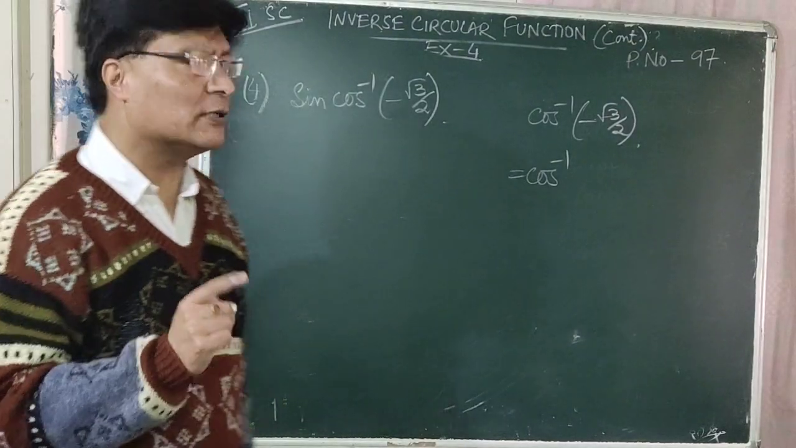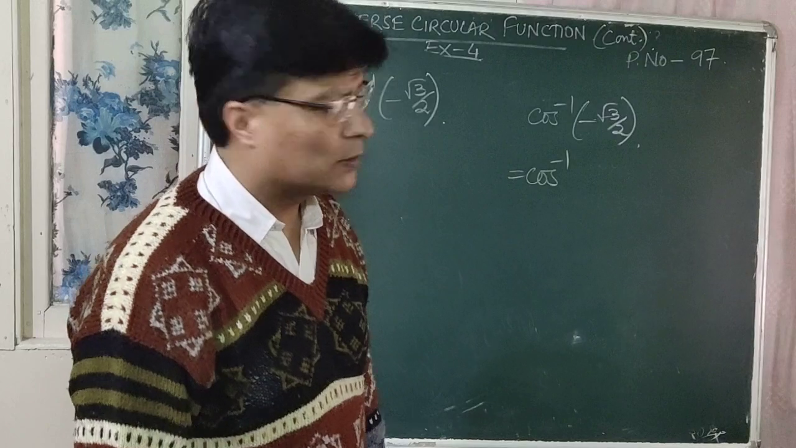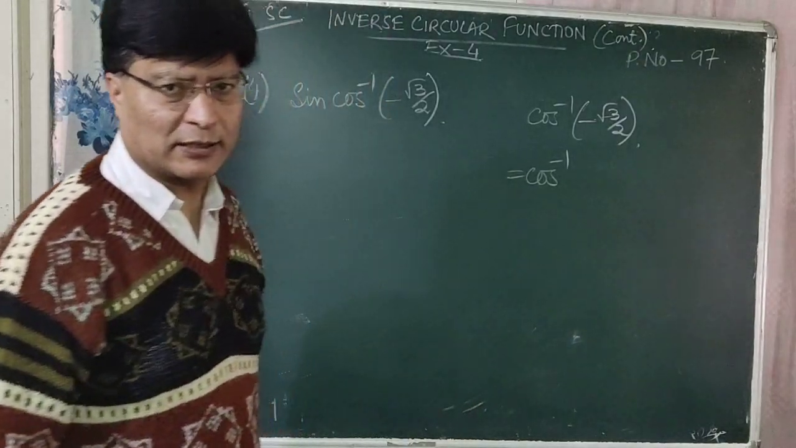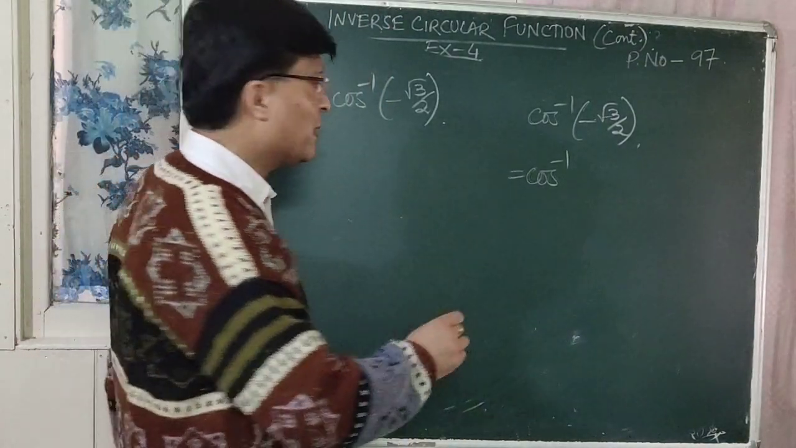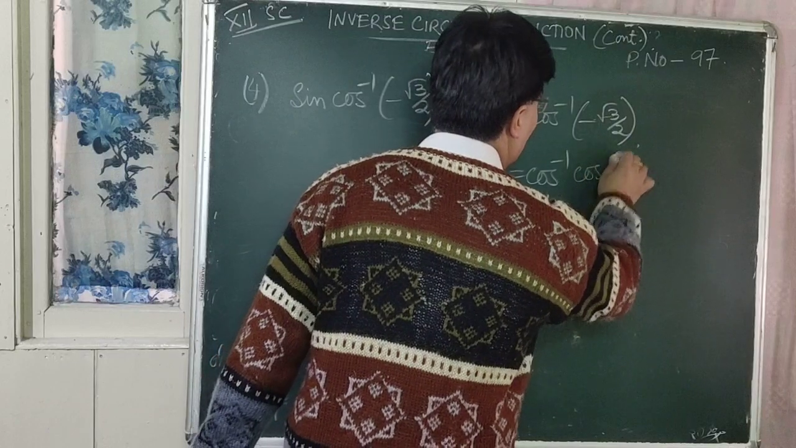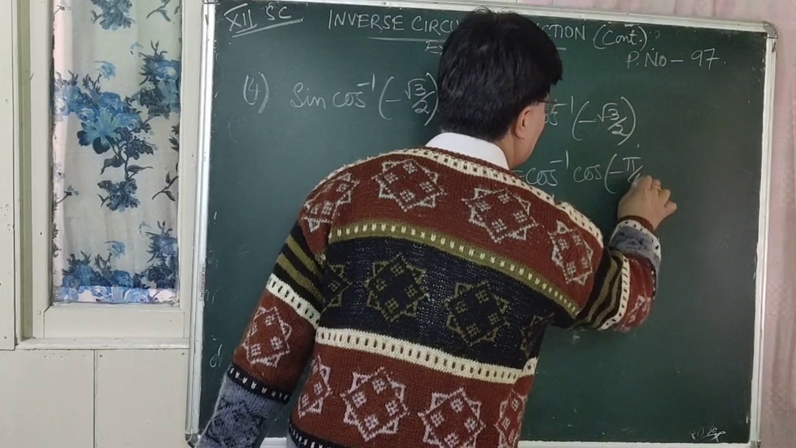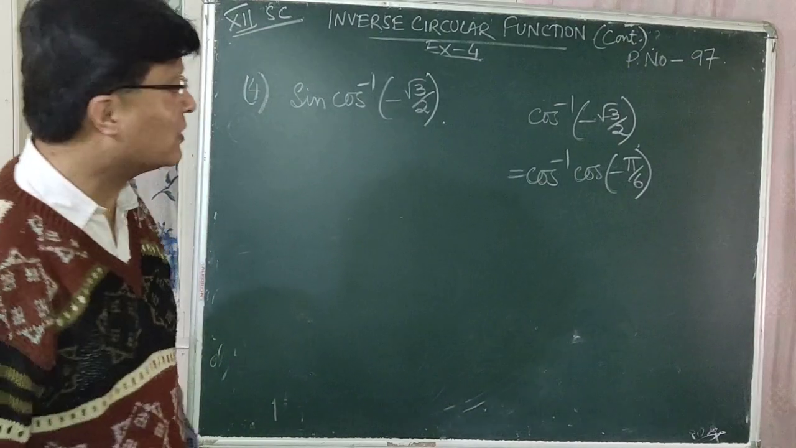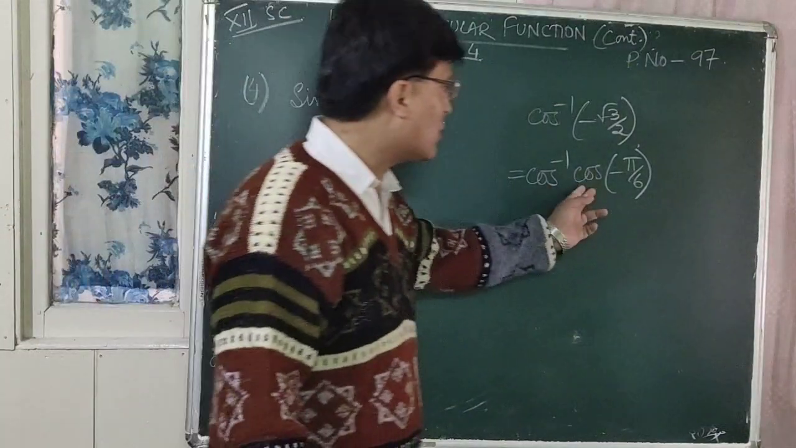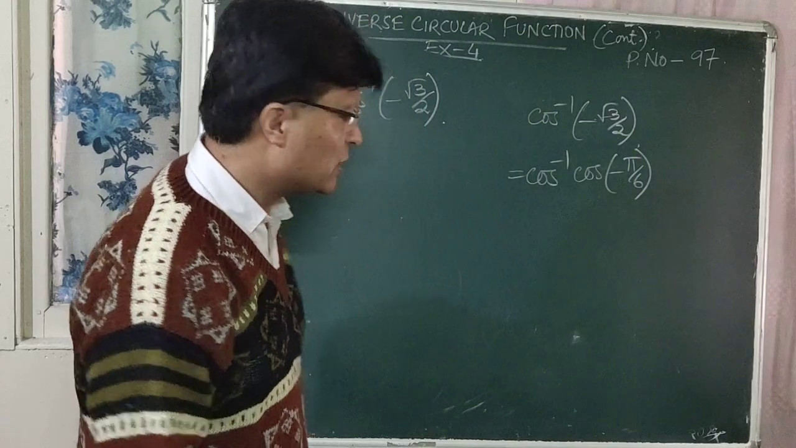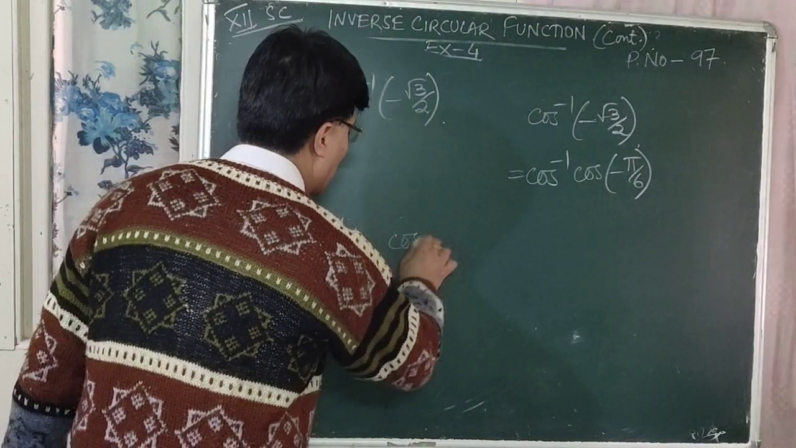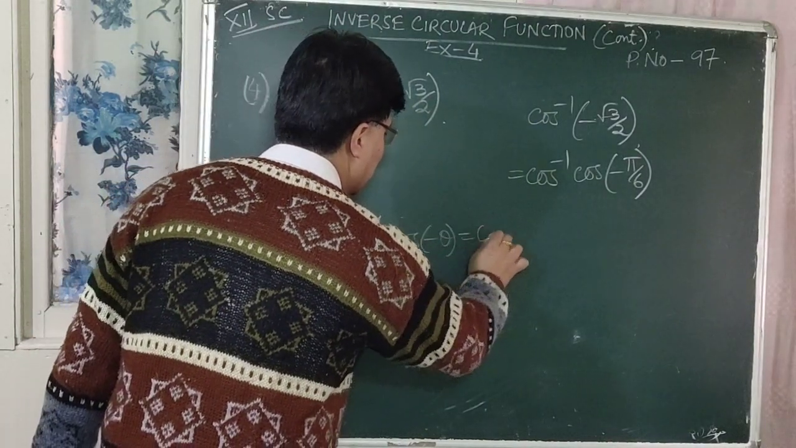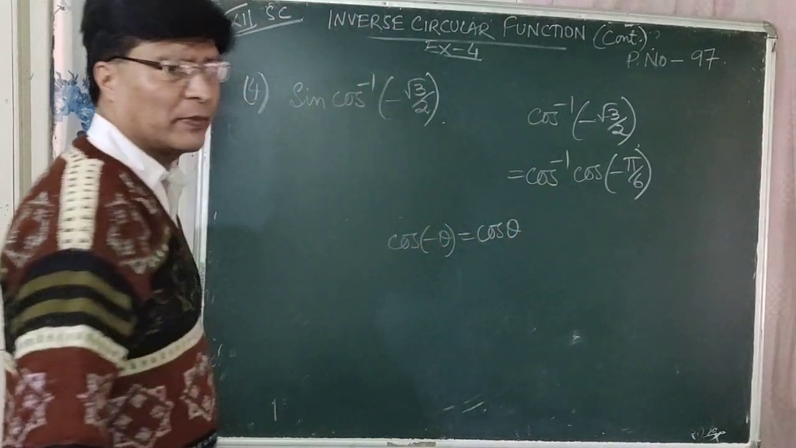Cos of which angle is √3/2? It is cos 30 degree, isn't it? Cos 30 degree is √3/2, but there is a minus sign. But can you write cos of minus 30 degree or minus pi/6? No, you cannot write, because cos of minus theta is always positive cos theta. You know that? Cos of minus theta is always cos theta.